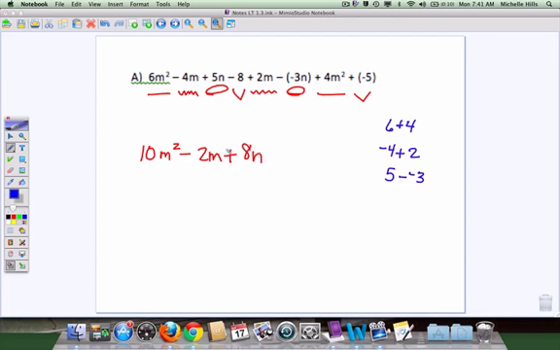And then last but not least is our constants. So -8, again, look directly in front to see what's happening with the coefficient. In this case, no coefficient, but just the number. -8 plus -5. And -8 plus -5 is -13, so this becomes -13 at the end. And then I'm done.